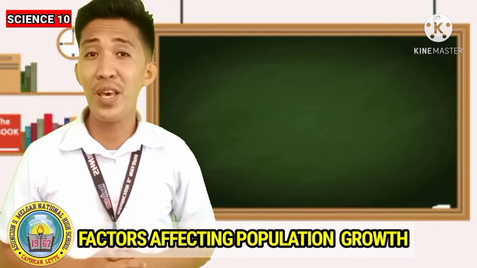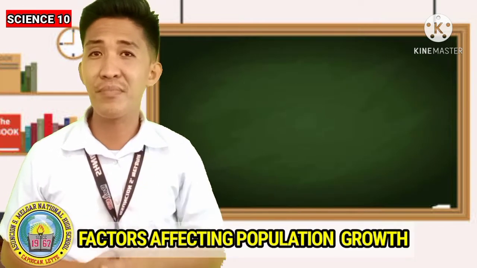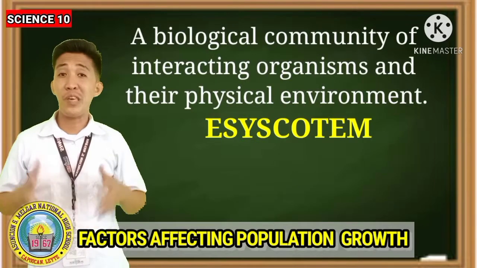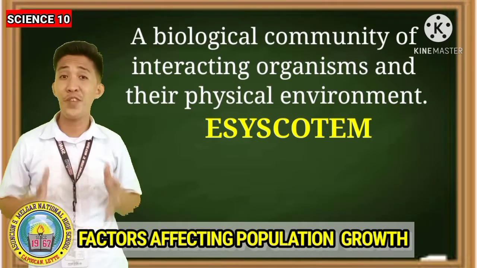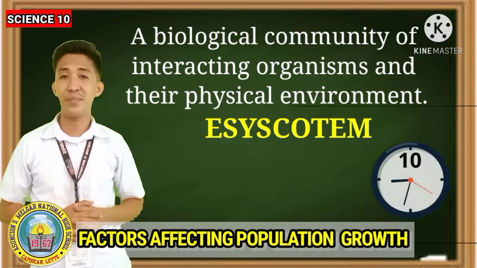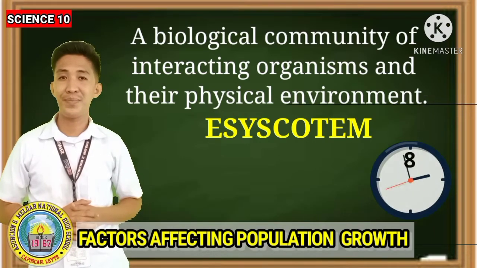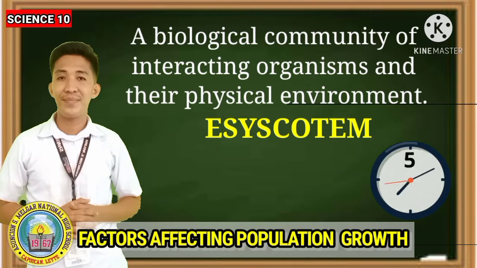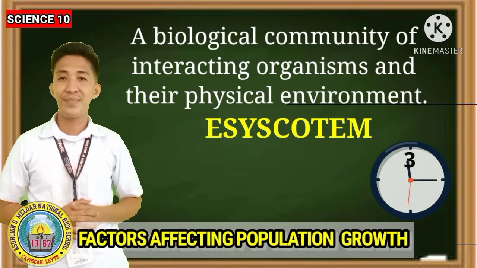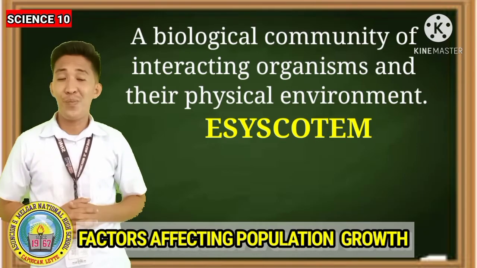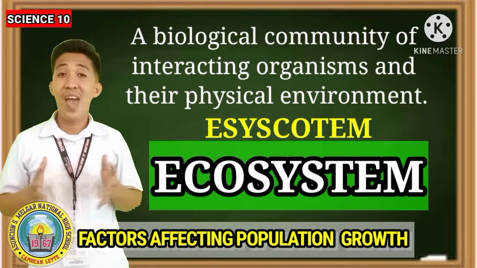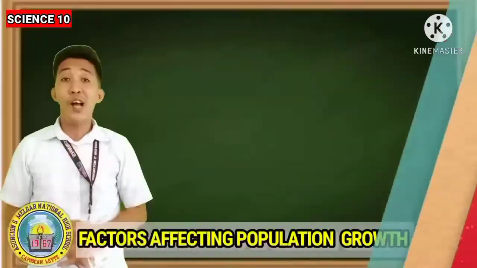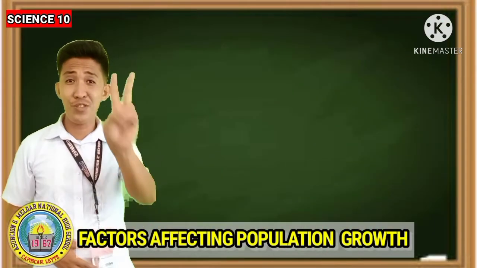Starting off with number 1. It refers to a biological community of interacting organisms and their physical environment. The term being described is ecosystem.